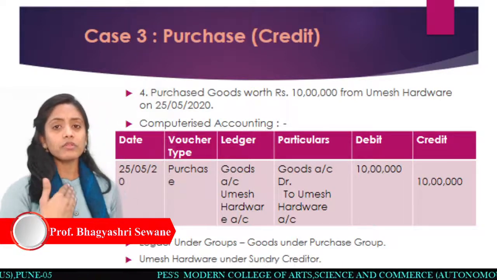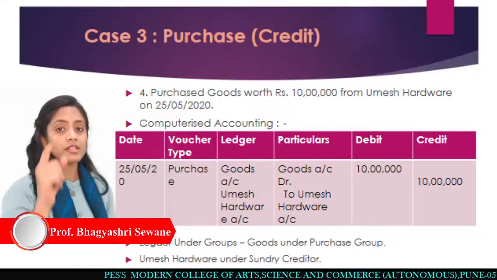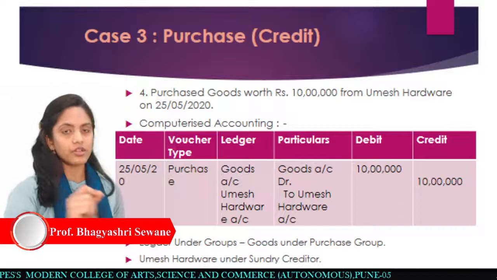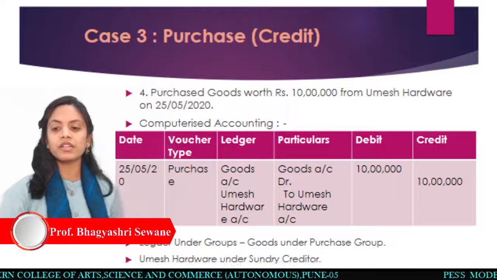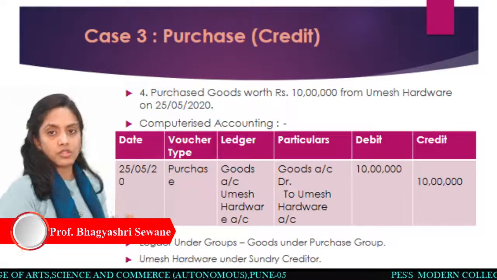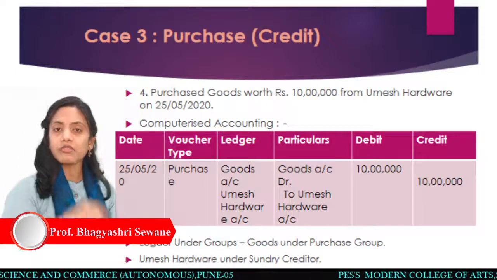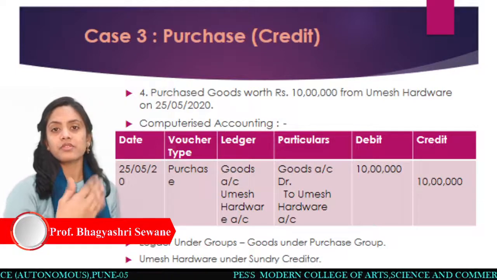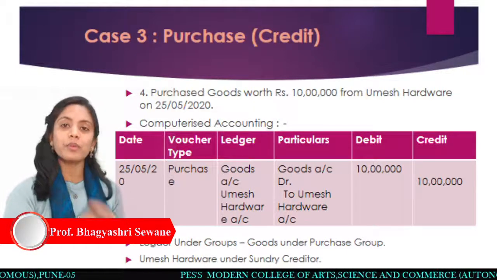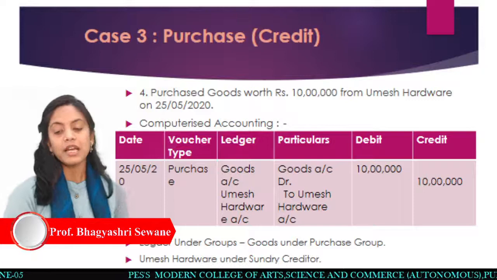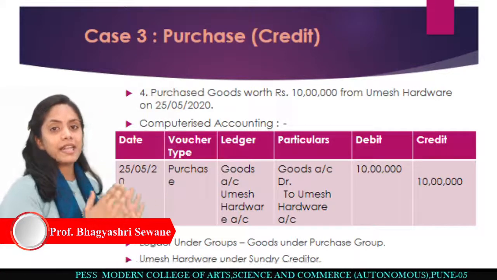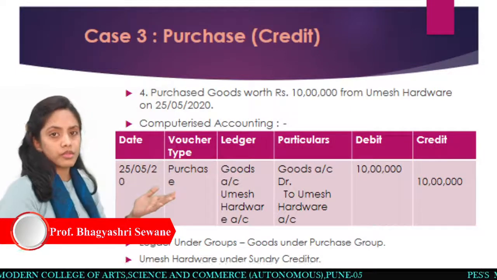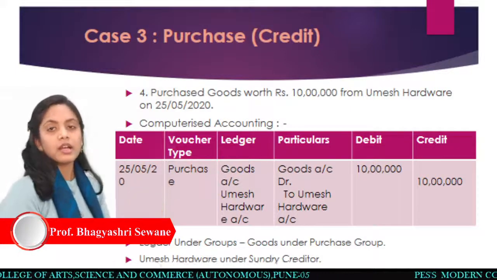But right now we just have to think, we have to create the ledgers first. That's why I have to think about the entry first. What will be the entry over here? Rubix Limited has purchased the goods. So the purchase goods account should be debited, right? And they have purchased from Umesh Hardware, so the Umesh Hardware account should be credited over here, right? Because this is a credit purchase, the entry should be the purchased goods account debited to the Umesh Hardware account, right?